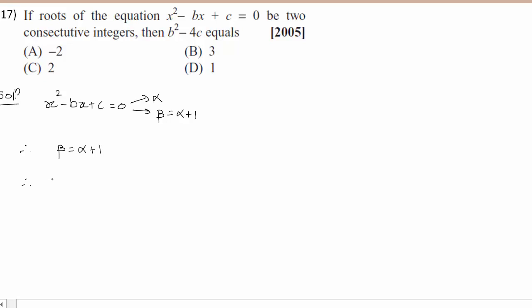We can say alpha minus beta equal to minus 1. Right, students? So alpha minus beta the whole square would be 1. Alpha minus beta whole square can be written as alpha plus beta whole square minus 4 alpha beta. Right, alpha plus beta is sum of roots, which is minus of b by a, that is b, so b square minus 4c is equal to 1. So the answer is D.